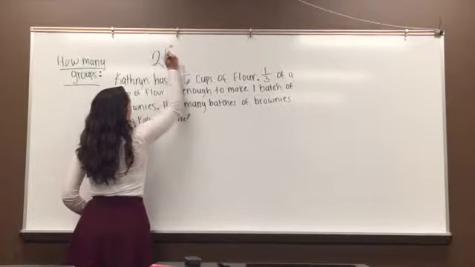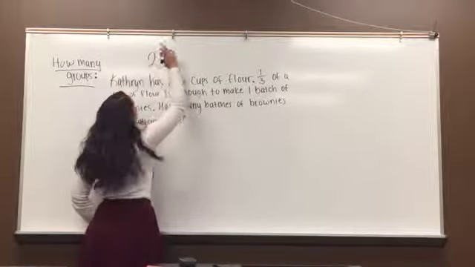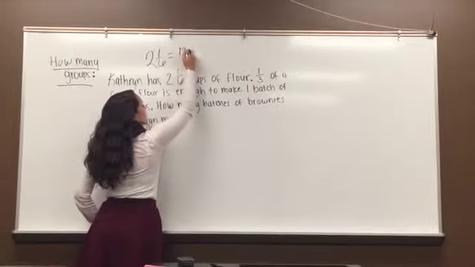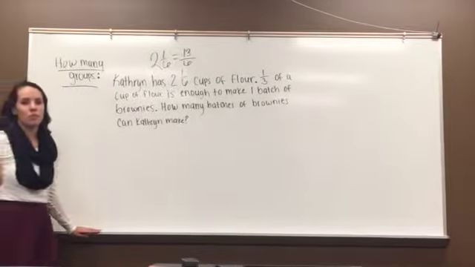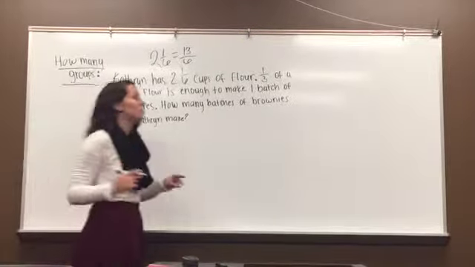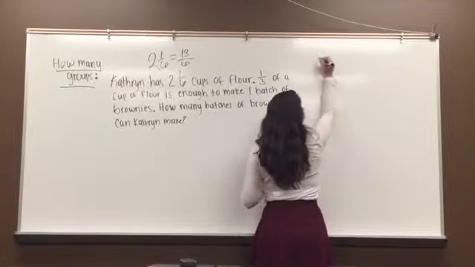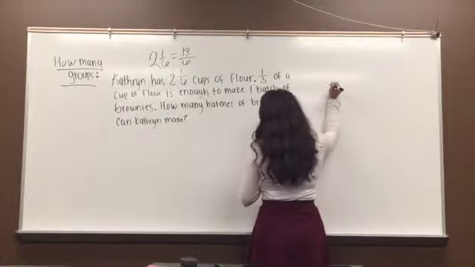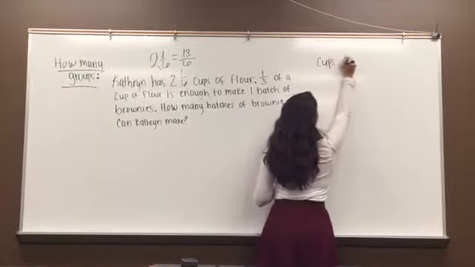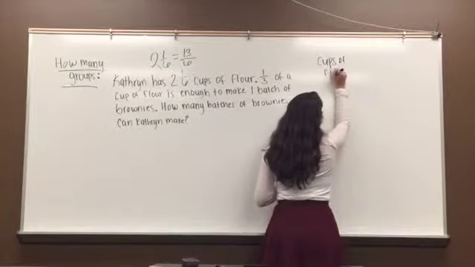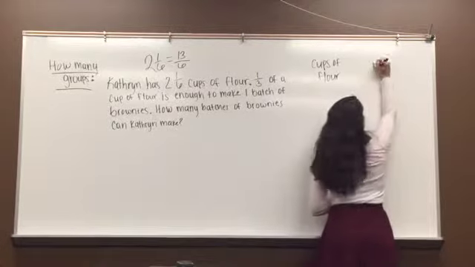So 2 1/6 equals 6 times 2, which is 12, plus 1, which is 13 over 6. And to solve this problem, we're going to use a table. And we're going to label the left column cups of flour. And we're going to label the right column number of batches.